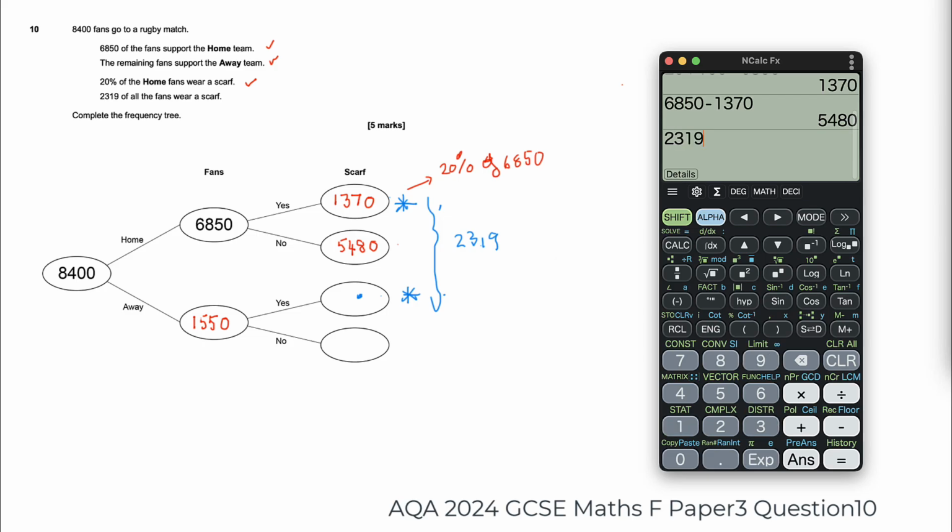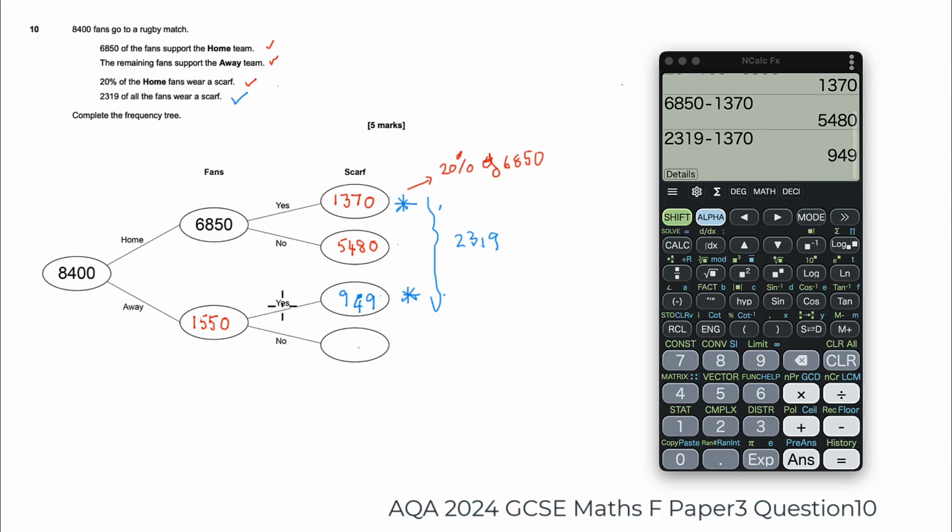2,319 minus 1,370. 949. So that's the total number that wear scarves. It's that 1,370 plus that 949. So that's us used that. So there's only one number now missing from the frequency tree.